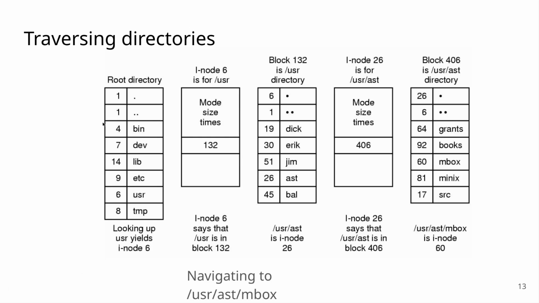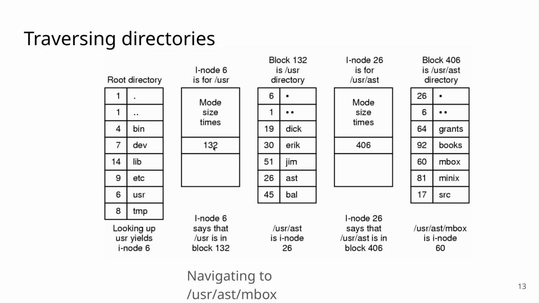So what is that? This is a directory entry, because it's a sequence of pairs of inodes and names, right? It is the directory entry of the root directory. So we're going to go to /usr first. We find usr here, which is inode 6, and we go to inode 6. It has some metadata and also a block pointer. It says you need to go to block 132.